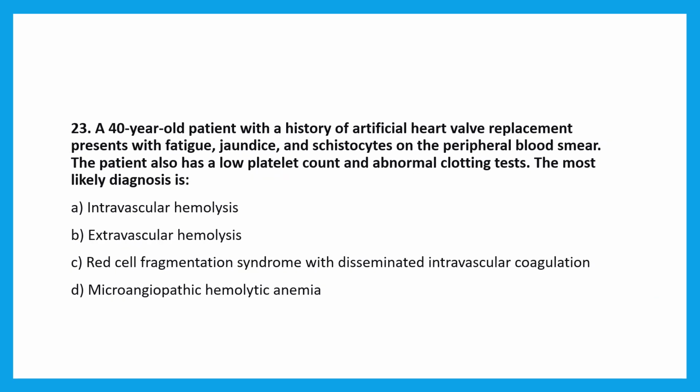A 40-year-old patient with a history of artificial heart valve replacement presents with fatigue, jaundice, and schistocytes on the peripheral blood smear. The patient also has a low platelet count and abnormal clotting tests. What is the most likely diagnosis? Okay, so let's analyze this question. 40-year-old patient, artificial valve. Macroangiopathic, so micro here, no.